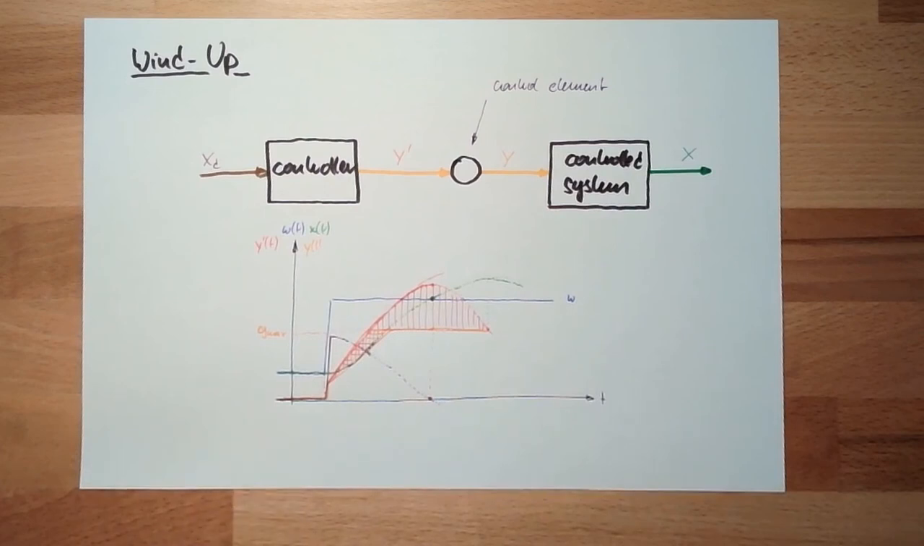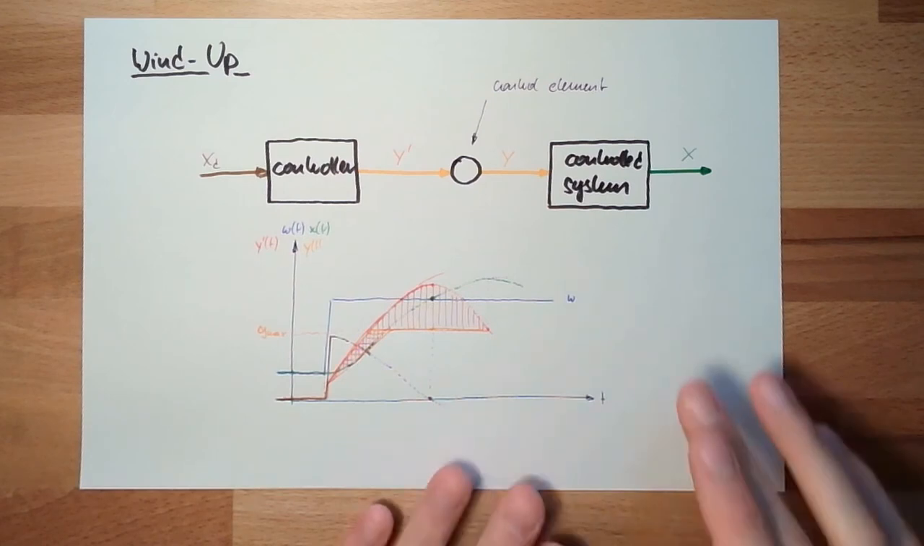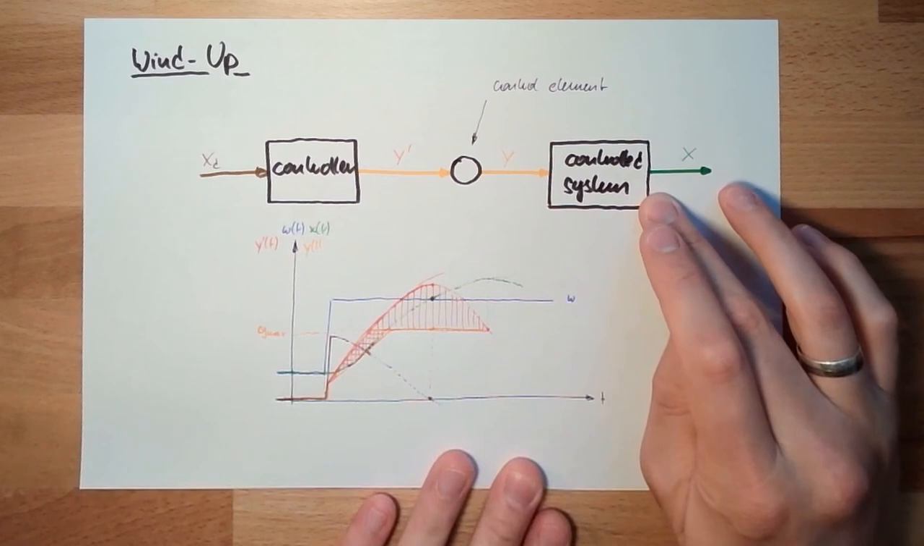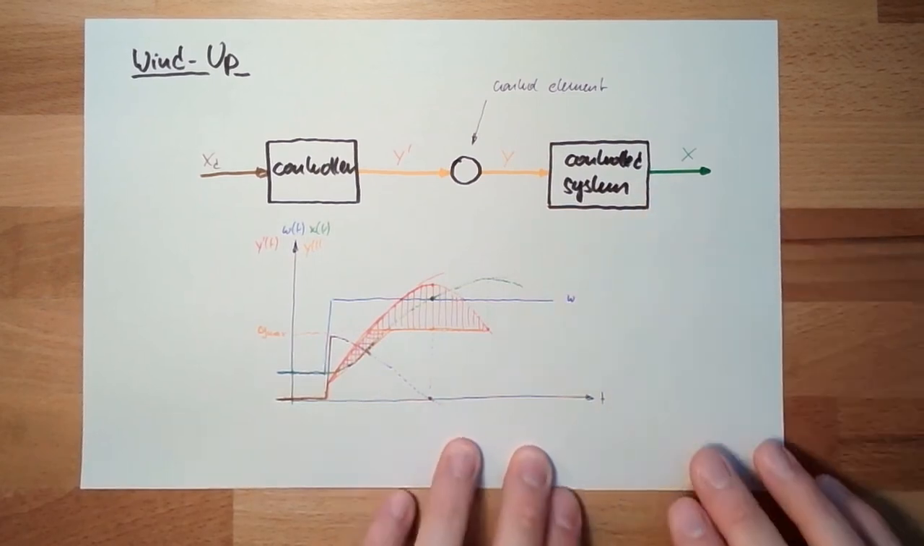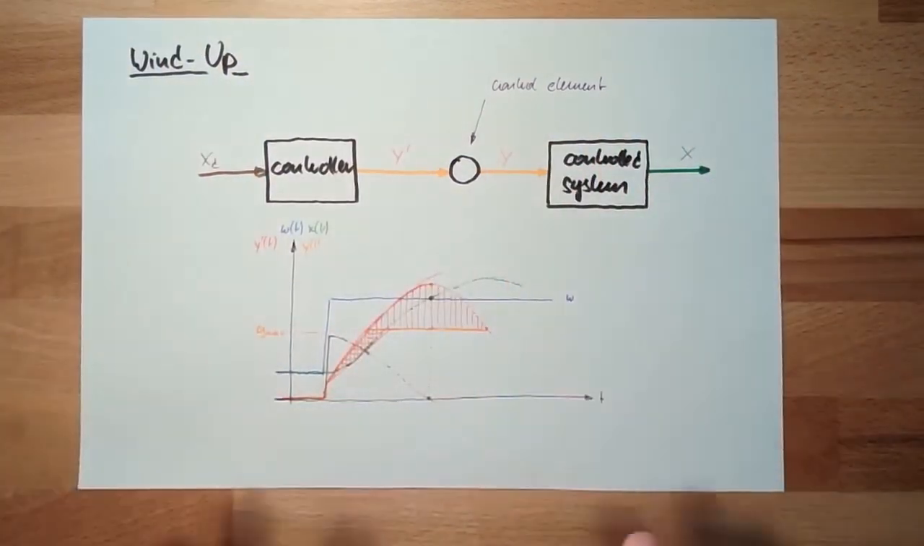The next video is about some characteristic values. We're going to talk about some characteristic values of our control loop. There are some characteristic values which are going to define how good or bad a system might be controlled, if it's controllable at all, or how good or bad the final controlling is. We will define some characteristic values there, some names.